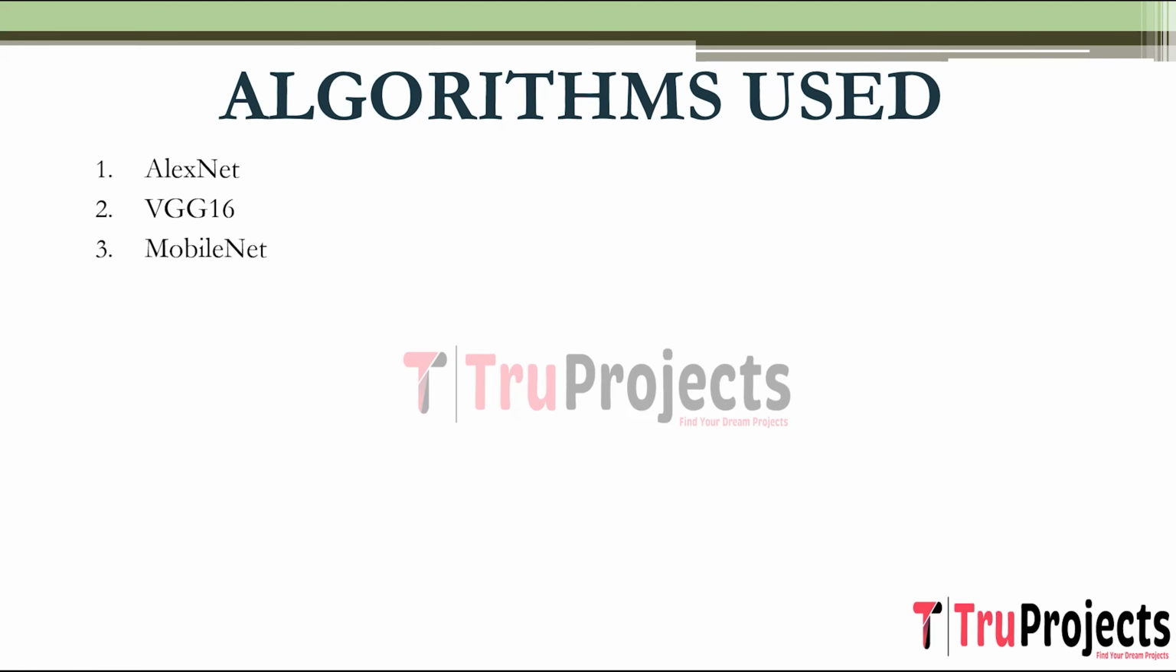MobileNet. MobileNet is a lightweight convolutional neural network architecture developed by Google in 2017. It is designed specifically for mobile and embedded vision applications, featuring depth-wise separable convolutions to reduce computational complexity while maintaining high performance. MobileNet is employed as a pre-trained model in this project.